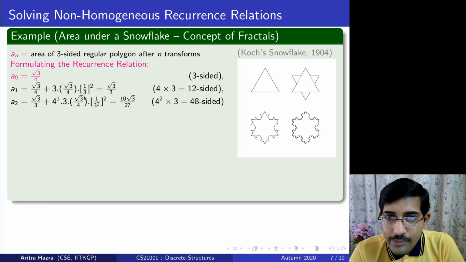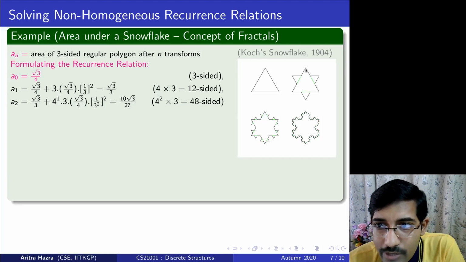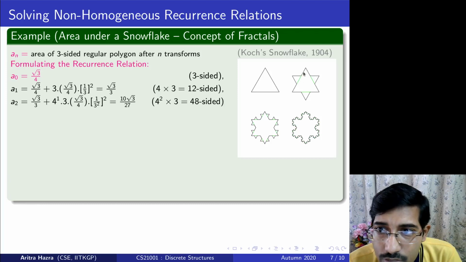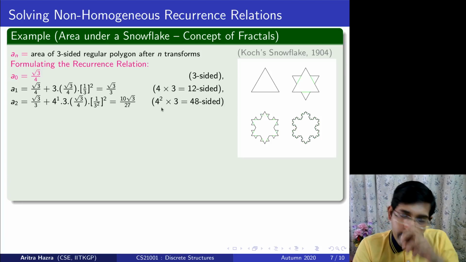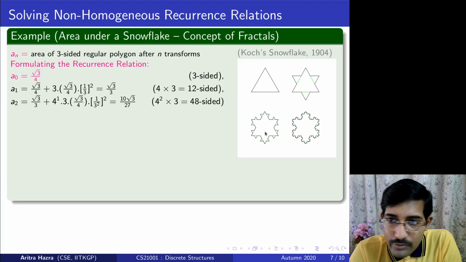Let us try to break again. Come to this part. Now I have 4 into 3 sides, and each side will again add up, so if I have a small triangle over each side, each side will again become 4. So 4 into the previous one, 4 square into 3, the 48-sided polygon will be this one.